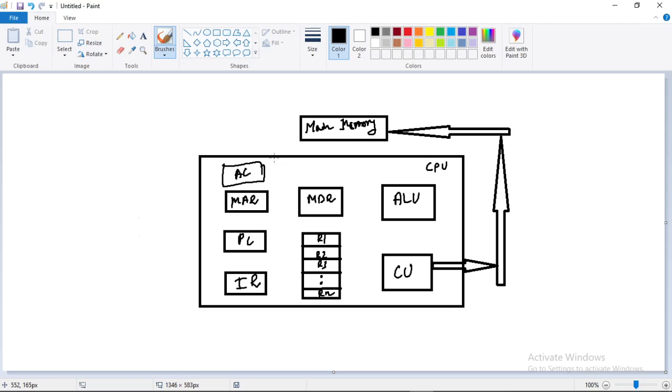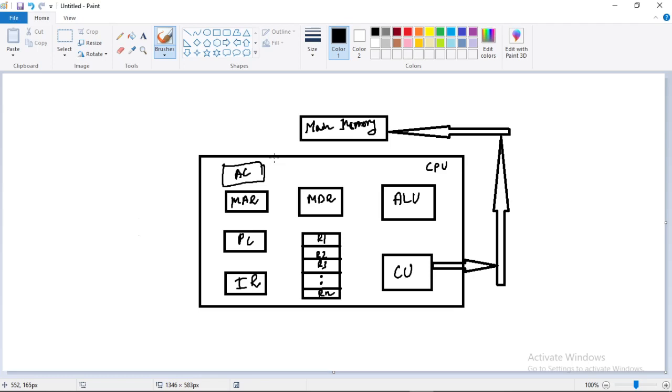After the accumulator, I want to discuss the MAR, the memory address register. I hope you haven't forgotten those things. For that reason, I am revising this again in this class. Because we have to write some programs, and for that reason, these are concepts you have to know very clearly.